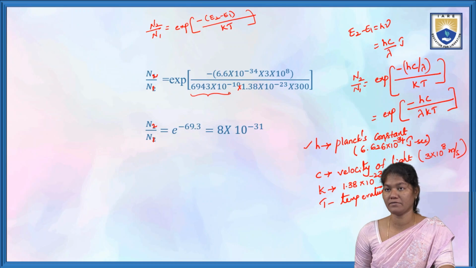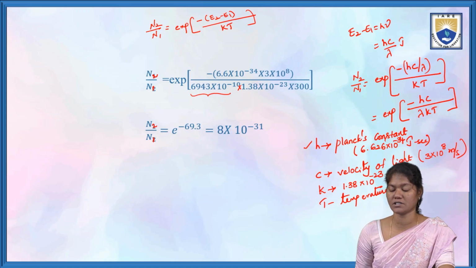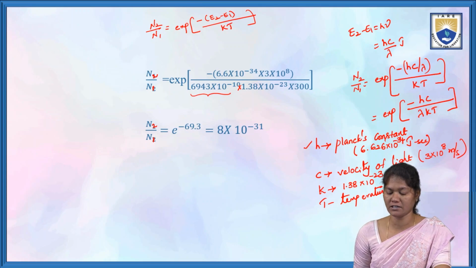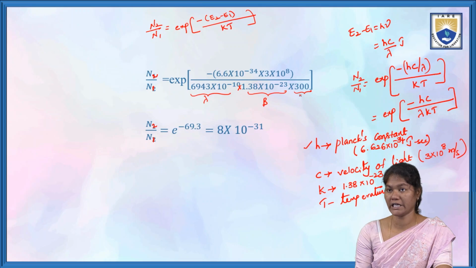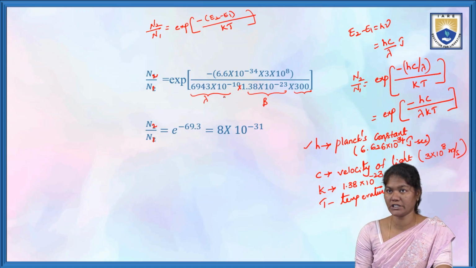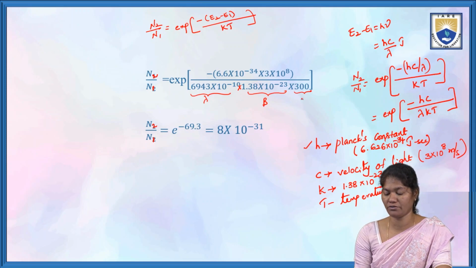So lambda, which we have converted into meters, is 6,943 into 10 power minus 10, into the Boltzmann constant k, this is lambda, and the temperature is 300. So 6,943 into 10 power minus 10 into 1.38 into 10 power minus 23 into 300.